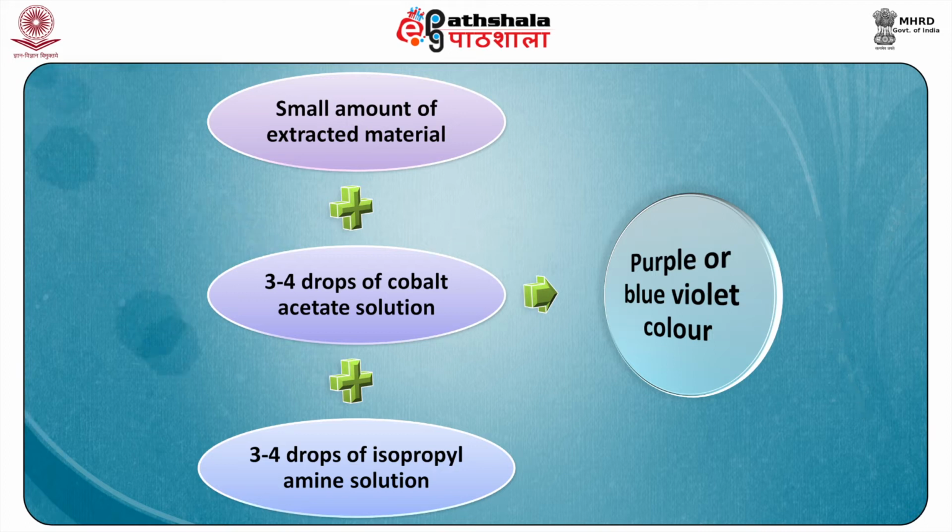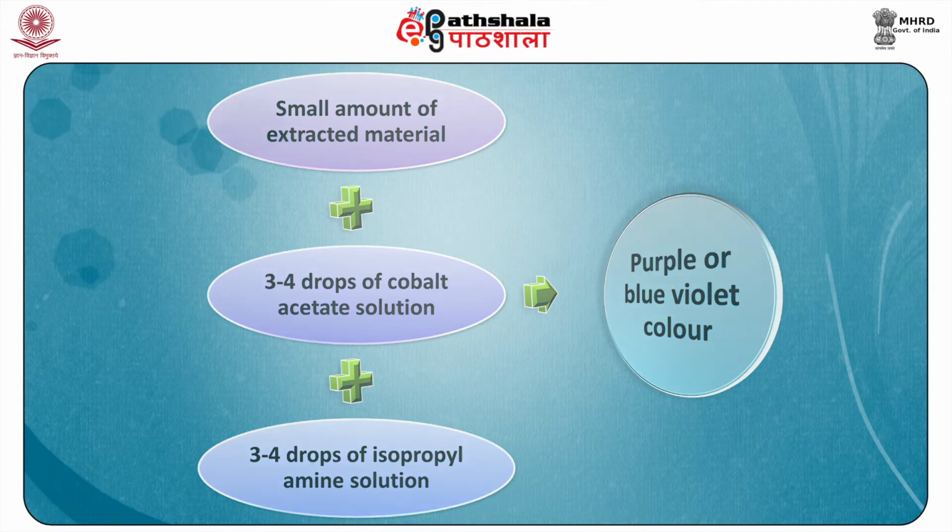So, it is a very simple test. You have to simply take the extracted material which you suspect for barbiturate in a spot plate and add 3 to 4 drops of cobalt acetate solution as well as isopropylamine solution and look for purple or violet color.